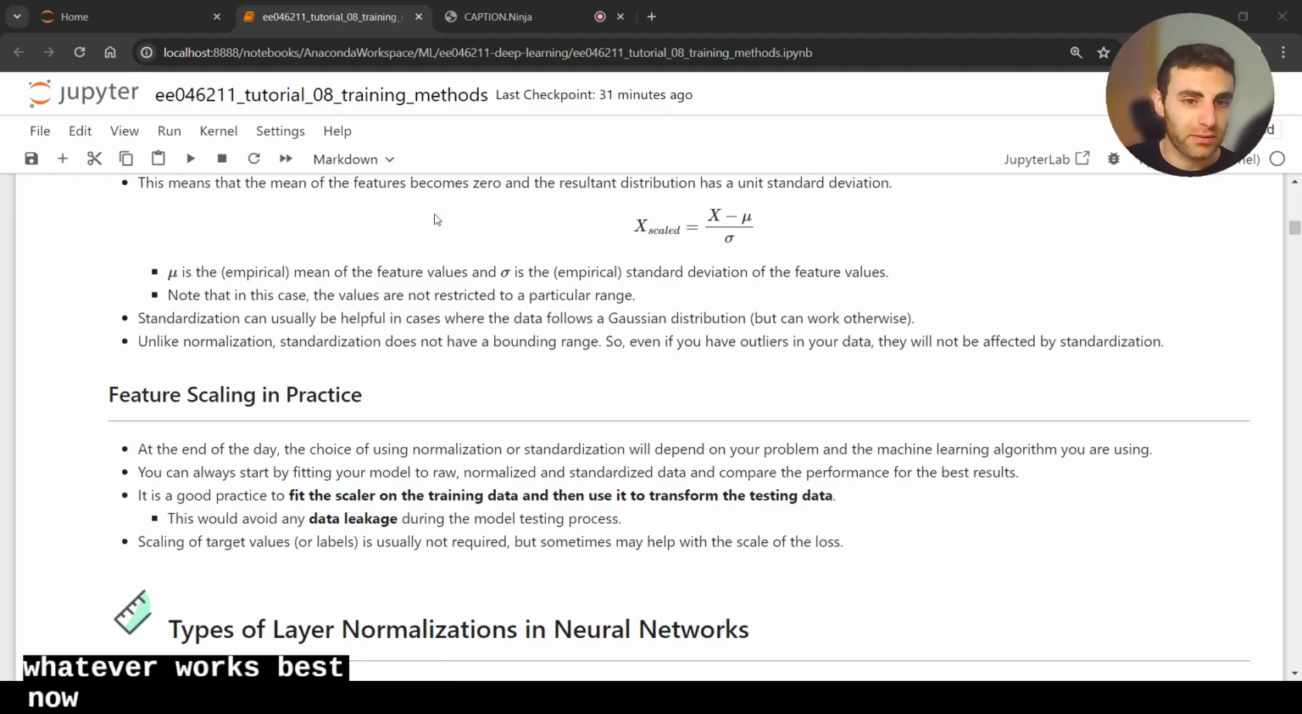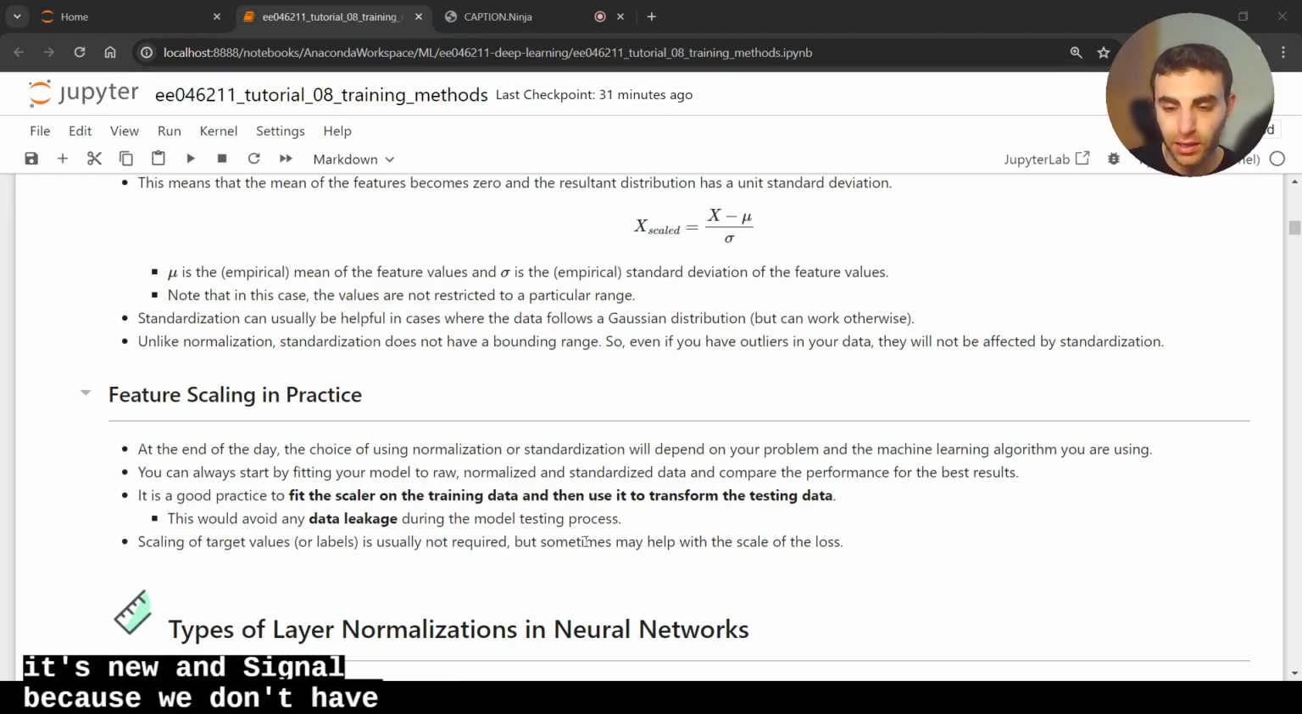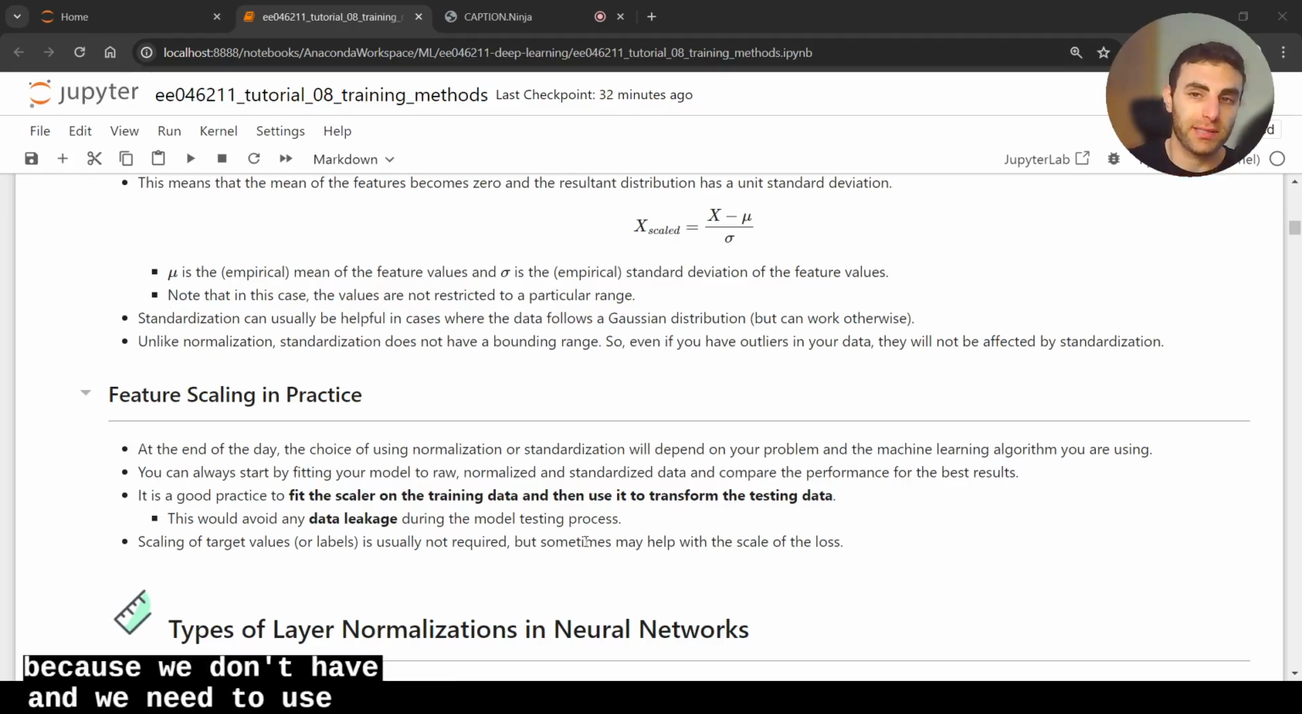Now, it's a good practice to fit the scaling on the training data and then use the parameters of the training data to normalize the test data. We do this to avoid any data leakage during the model testing process, and also at test time we actually might get a single sample. Of course, for a single sample we cannot compute its mu and sigma, and we need to use some learned statistics.